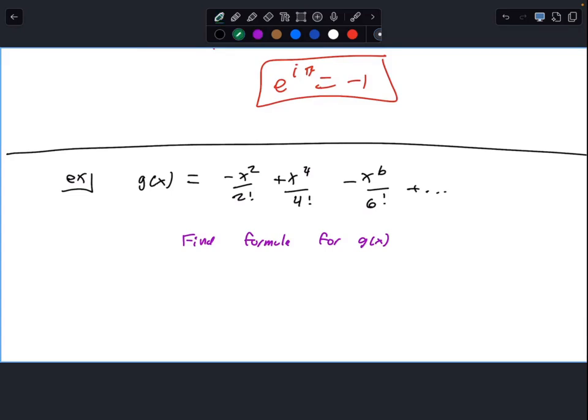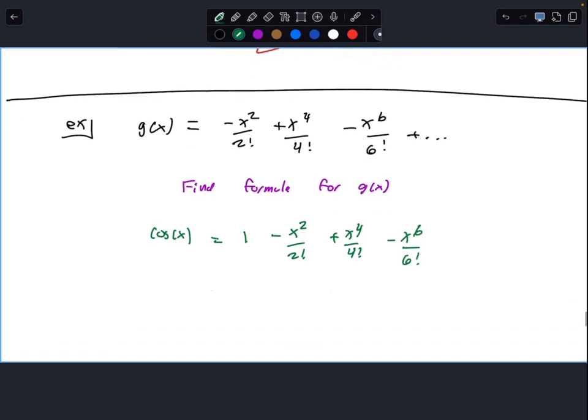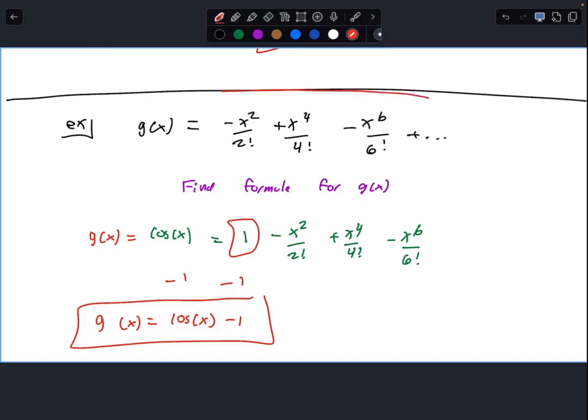Close. It looks like cosine of x. We know cosine of x is 1 minus x squared over 2 factorial plus x to the 4th over 4 factorial minus x to the 6th over 6 factorial. And we recognize that. However, it's missing this term right here. So we can subtract 1 from both sides, and therefore g of x is cosine of x minus 1. So this right here is cosine of x minus 1. You're finding and recognizing what you already have, and you can go that way.